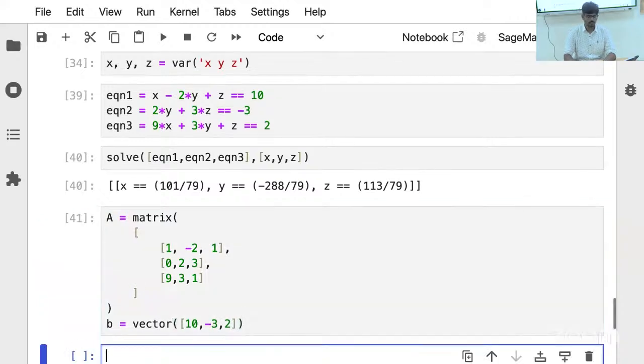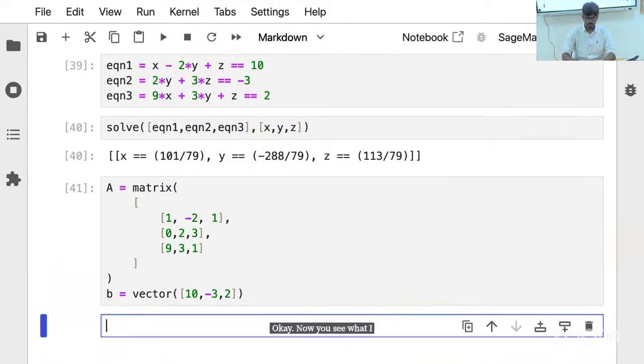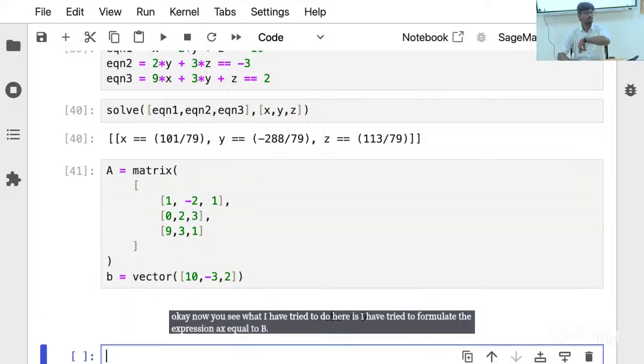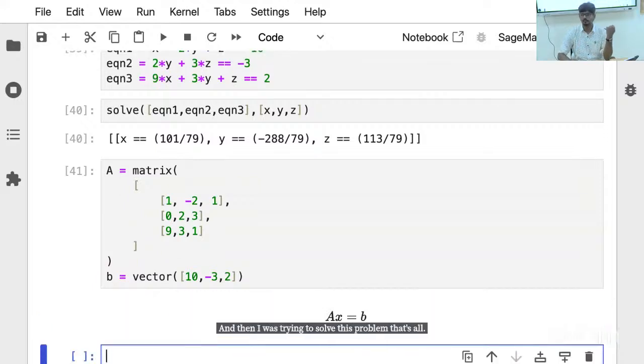Now what I have tried to do here is formulate the expression AX equal to B, and then solve this problem. That's all. And that X is actually the variable vector X, Y, Z. That's the idea.